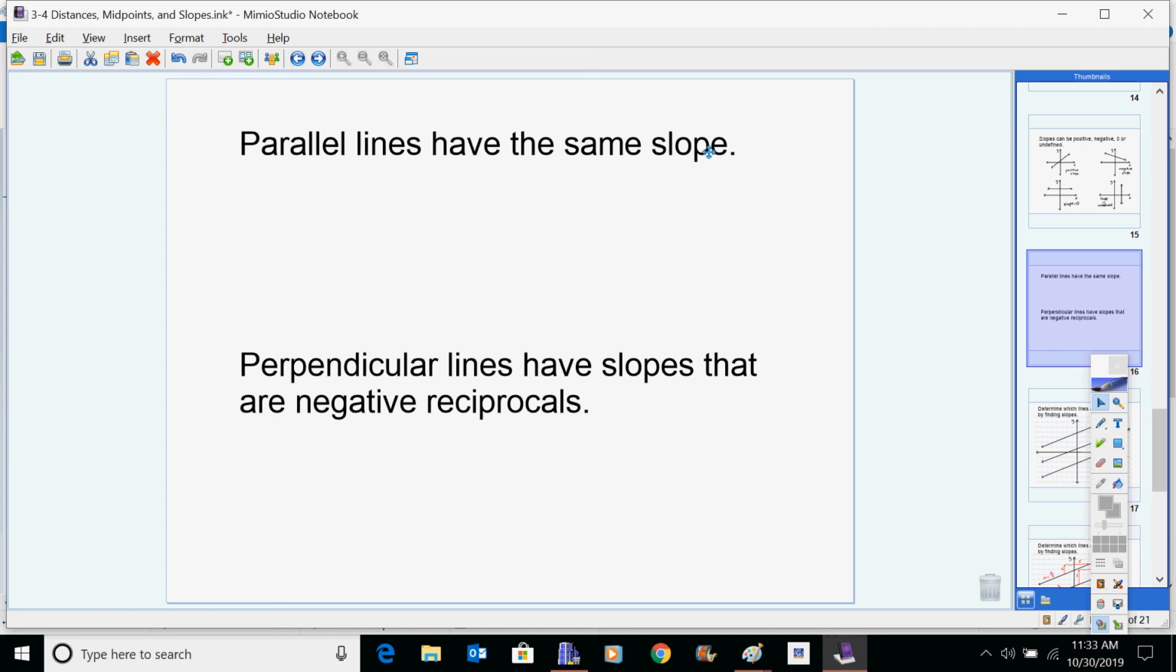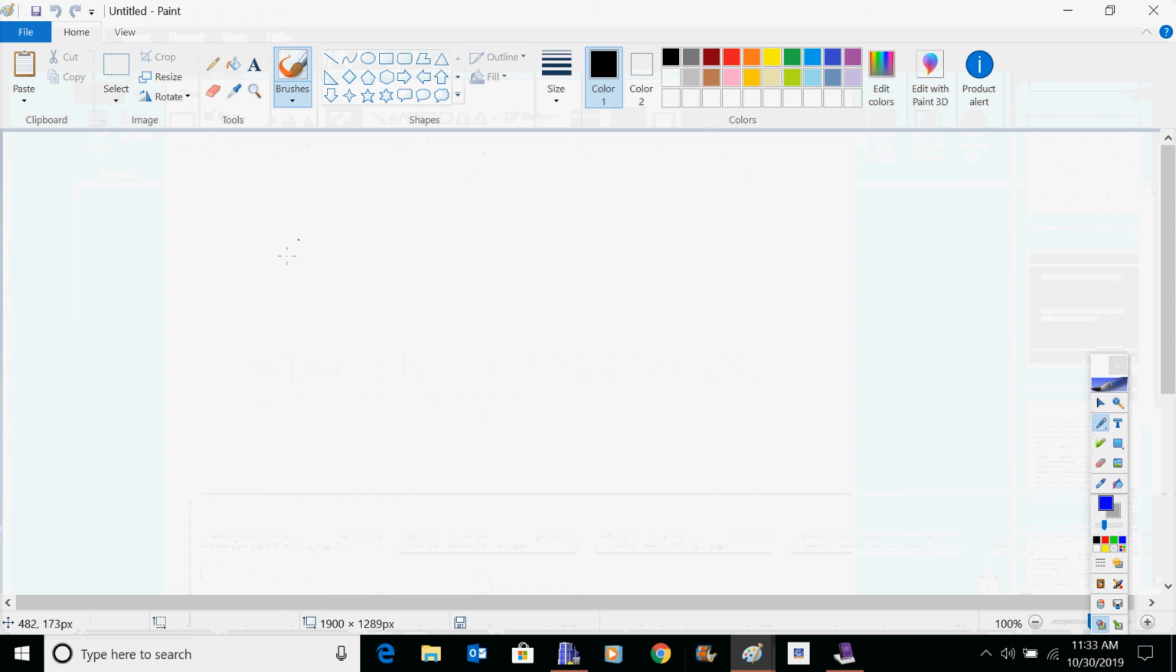I'm reviewing with you, remembering from Algebra 1 that parallel lines have the same slope. Okay? And if you were never told that before, I'm telling you now that parallel lines have the same slope, in case that got neglected in your Algebra 1 course wherever you had Algebra 1. Perpendicular lines have slopes that are negative reciprocals. Now, a negative reciprocal is when you have two numbers, like for example, 2 over 3 is a negative reciprocal with -3 over 2.